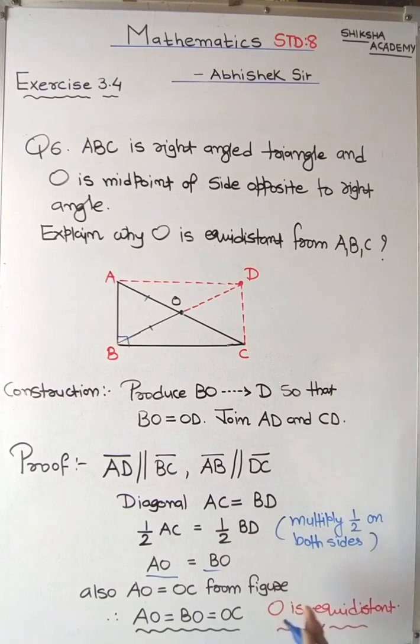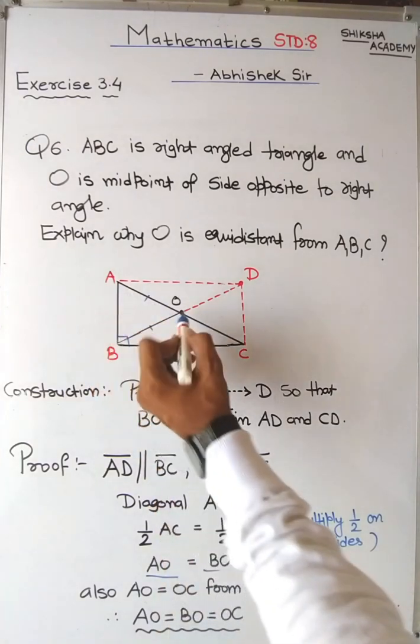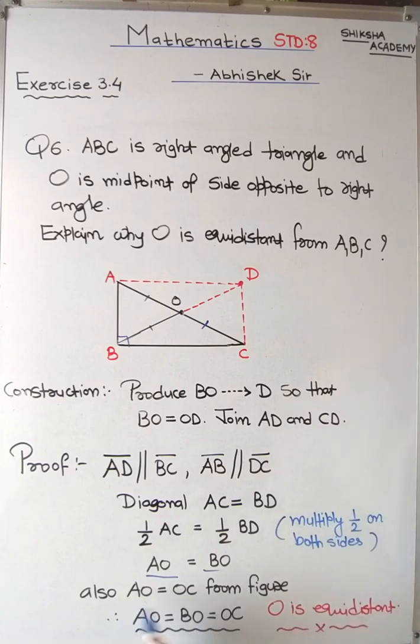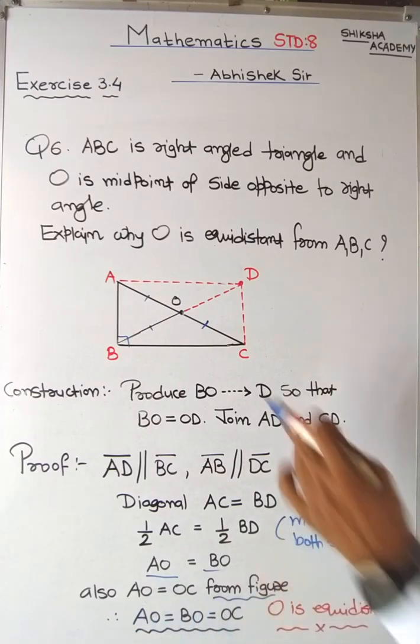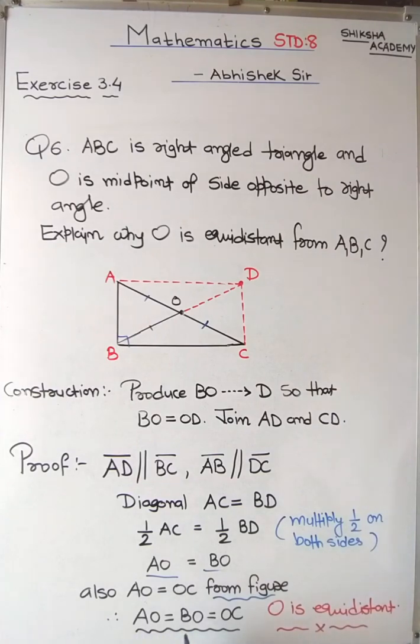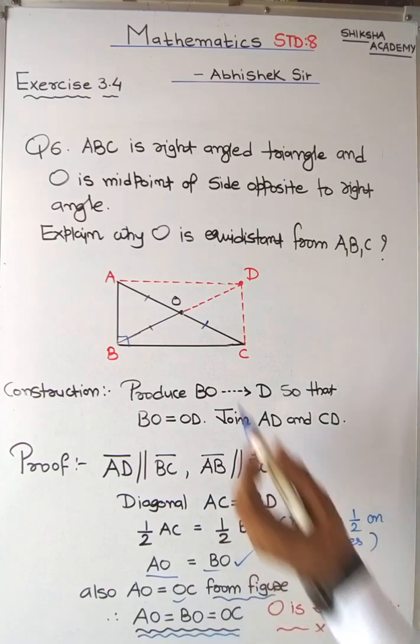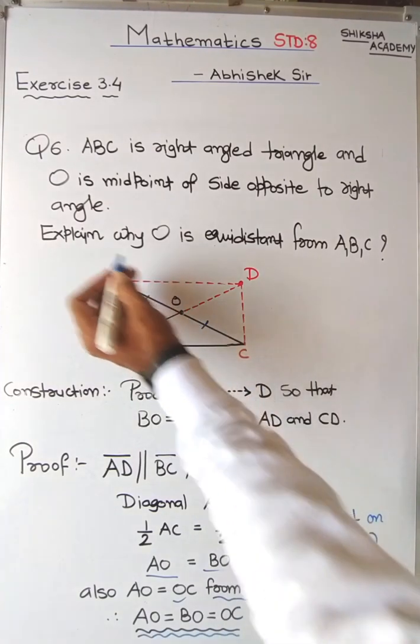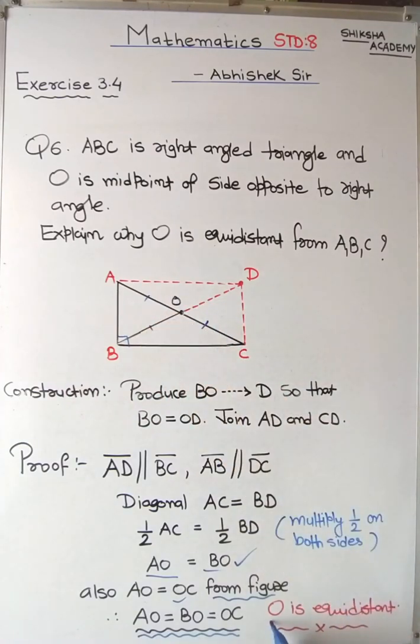Clear? But from the figure, we know that AO equals to OC. Right? From the figure it is clear that AO and OC are same. That means AO equals to BO from this, AO equals to OC from this. That means AO equals to BO equals to OC. Now O is common. That means O is situated same distance from A, B and C as well. That is why we can write that O is equidistant from A, B and C. So this is how we finish exercise 3.4 and finish the chapter as well.